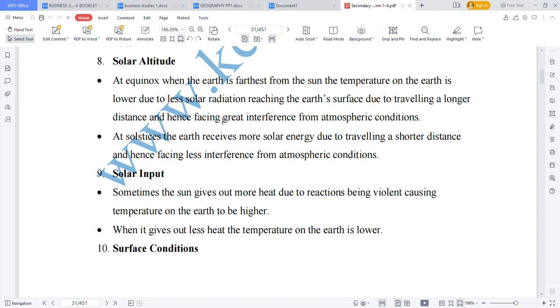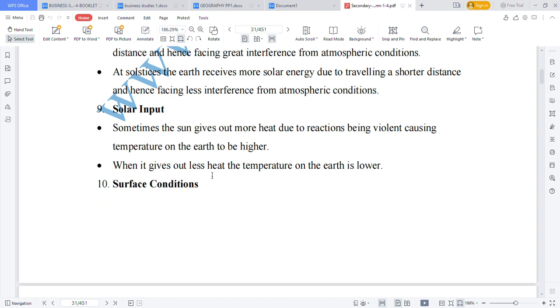At solstice, the Earth receives more solar energy due to traveling a shorter distance and hence facing less interference from atmospheric conditions. If you don't know what equinox and solstice are, please refer to the first lesson, first class. I said very categorically when I was teaching that you're supposed to take a keen note of what equinox is. If you don't know what equinox is, kindly go to lesson 1. It is explained there.